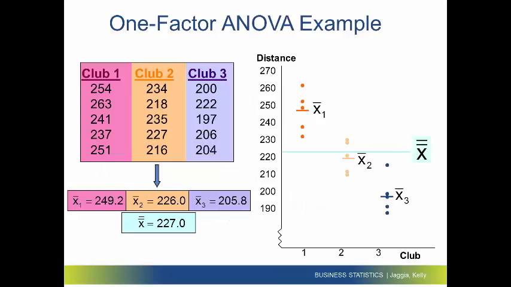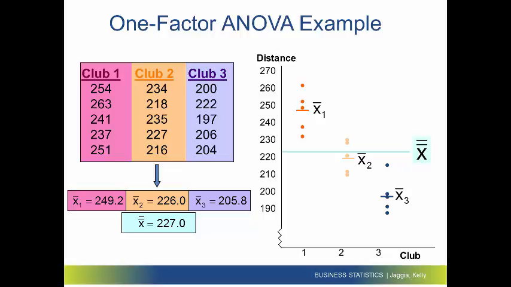So here are some of the summary stats. The means for each of the clubs are presented. The average for Club 1 is 249.2 metres, for Club 2 it's 226 and Club 3 205.8. The grand mean, or the X-bar, is 227 metres.